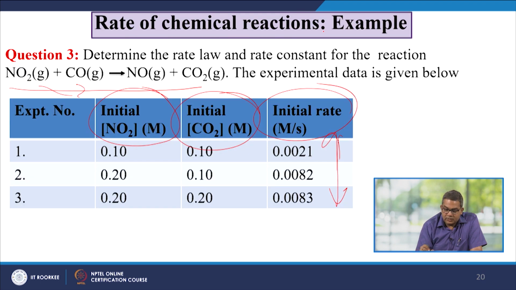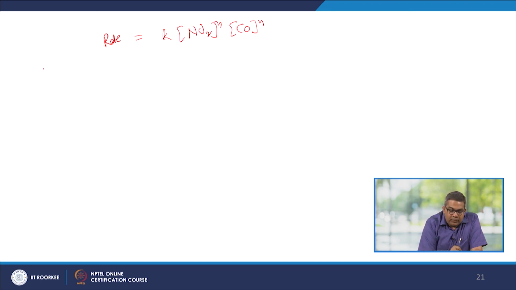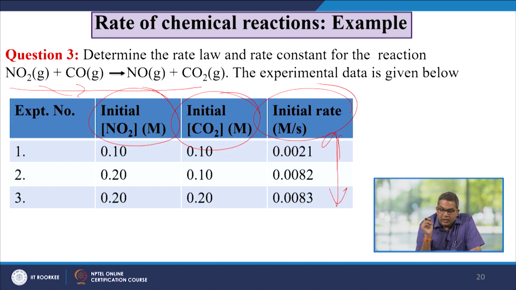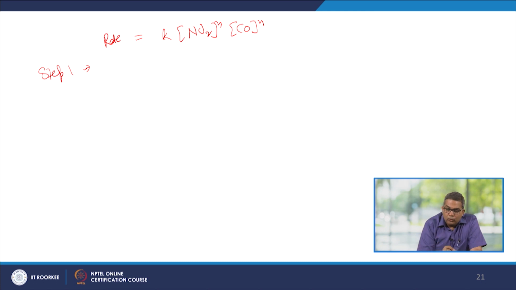Again go back to this reaction. Now step 1, let us start; this can be dealt with in a couple of steps. Examine the data and find two experiments in which the concentration of one reactant changes but the other concentrations are the same. Therefore, comparing experiment 1 and experiment 2, the NO2 changes but CO does not. So the rate of reaction also changes.